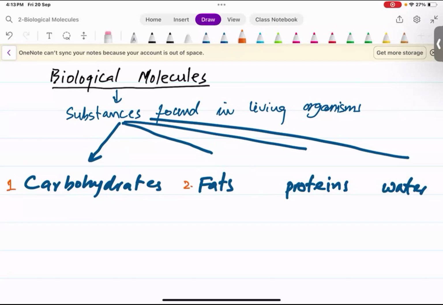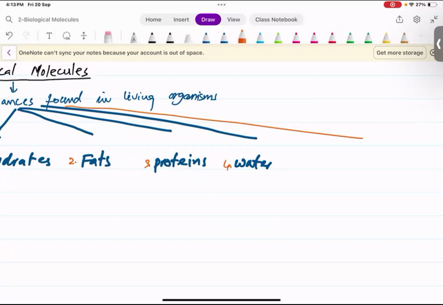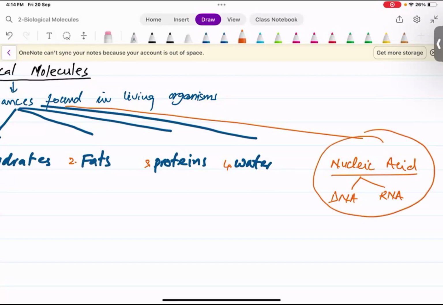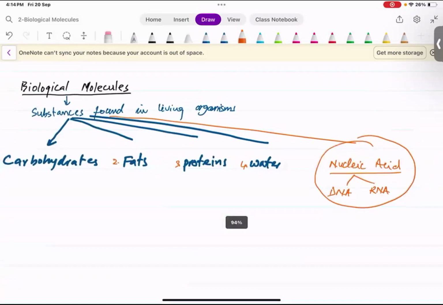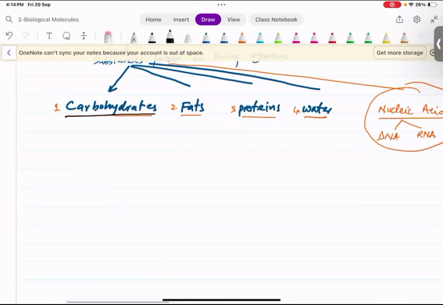Okay. But in another chapter, we will discuss nucleic acid, which consists of DNA and RNA. So we'll discuss this in another chapter, which is nucleic acid and protein synthesis. Okay. In this chapter, we'll discuss these biological molecules one by one. So let's see carbohydrates first. Carbohydrates.